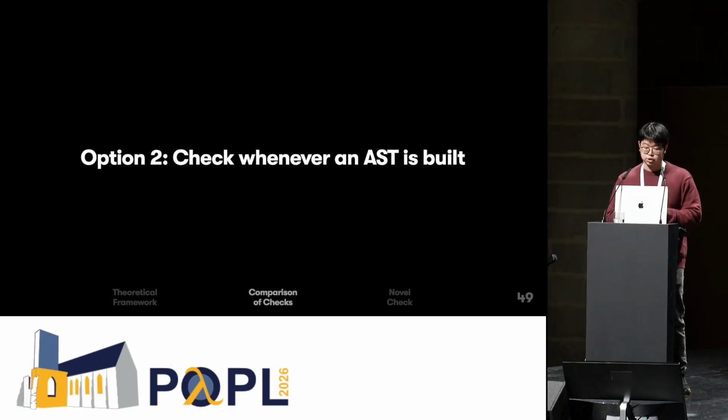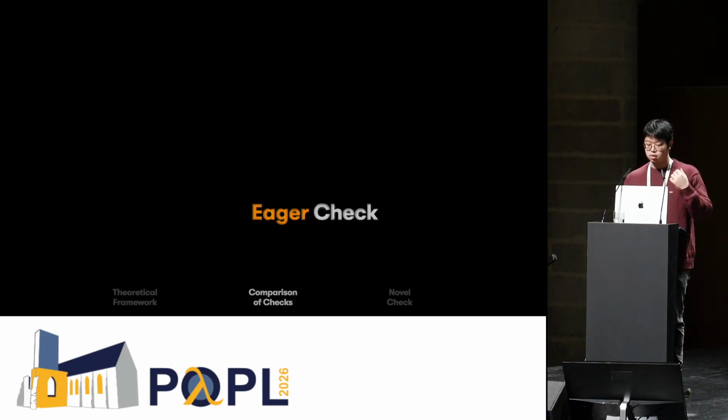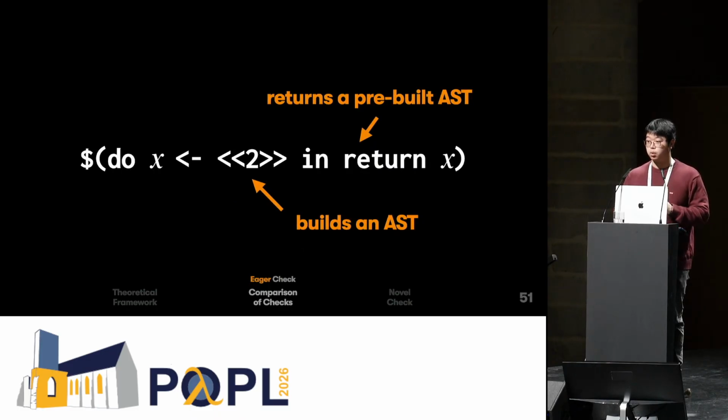Another option, therefore, is to check whenever an AST is built. We call this the eager check, and it's what's used in MetaOCaml. So let's be a little bit precise about what it means to build an AST. Here's a program where we build the AST of 2, bind it to x, and then return x. When we return x, that's not building another AST, that's simply returning a pre-built AST. I hope that gives you a sense of what it means to build an AST.